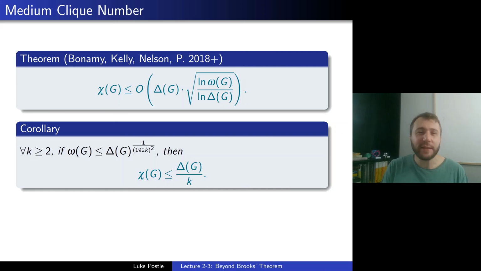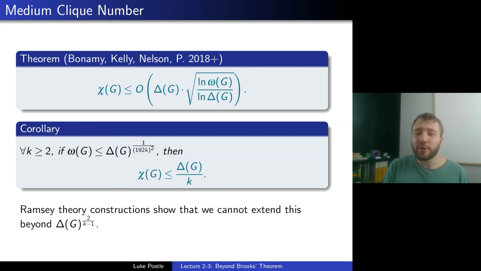So this corollary and really the theorem above essentially cover those cases from logarithmic omega up into root, where omega is more the roots of delta. And actually, I'll just mention that Ramsey theory constructions show that we cannot extend this beyond something linear in k. So it's something like delta to the 2 over k minus 1. So it's open whether we can make that k squared into more like a k, extend it to larger values of omega, and that would be nice. And that's related to essentially getting rid of that square root in the theorem above.